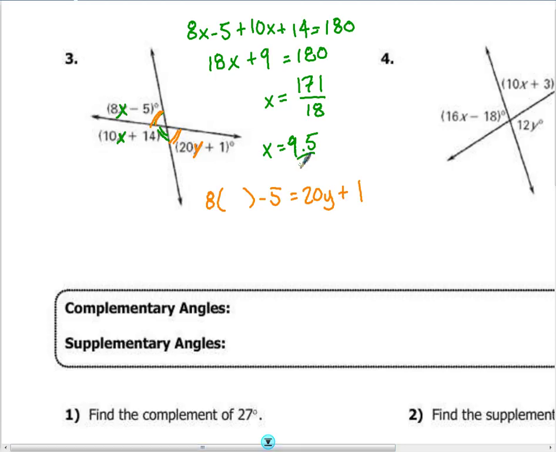Now I have one equation with one variable, and it's pretty easy to solve that. So 8 times 9.5 is going to give me, I'm sorry, I'm going to have to do a little mental math here. 8 times 9 is 72. Hold on, let's think about this. 8 times 9, yeah, that's 72. And then what I'm also going to do is multiply the 8 times 0.5, 1/2, and that's going to multiply to 4, and I'm going to add those together. 72 plus 4 is 76.